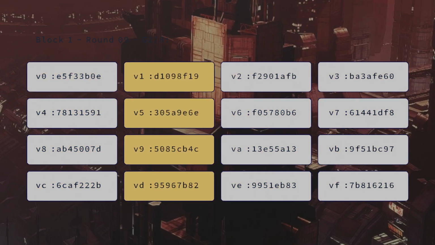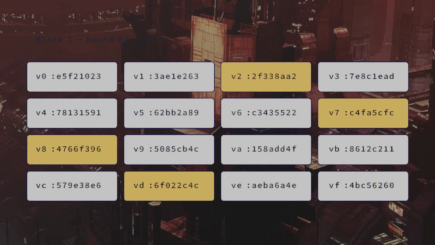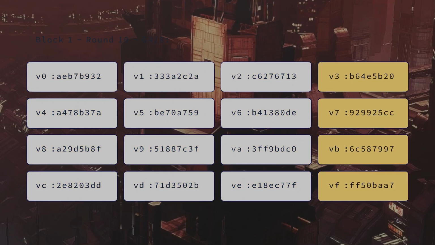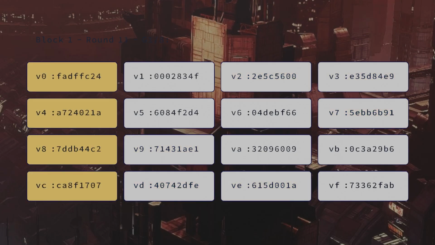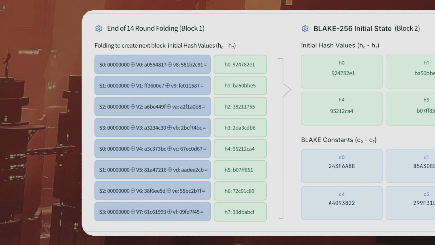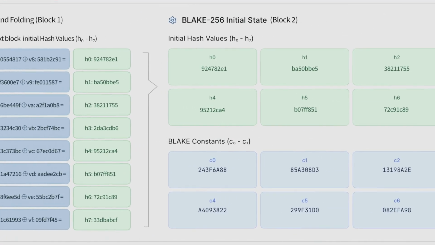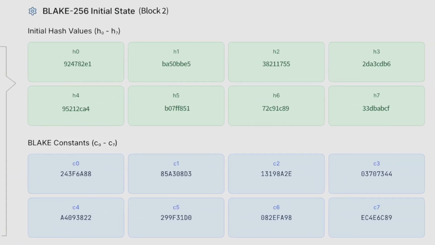The first 4 G-steps work vertically through the matrix, while G5 to G8 process diagonally. Each G-step performs calculations that systematically incorporate block words into the function. After 14 rounds, the 4x4 matrix folds into a final state. This state becomes the initial configuration for processing the next block, creating a cascading effect where each block's processing influences all subsequent blocks.